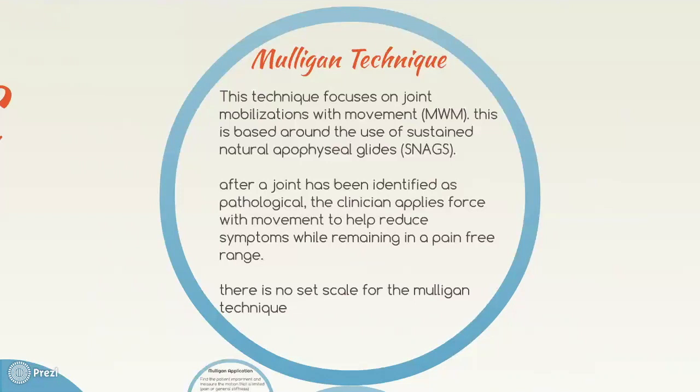So after a joint has been identified as pathological, the clinician will then apply a certain force with movement, which helps reduce the symptoms while remaining in a pain-free range. Again, this technique is largely focused around being pain-free. So you don't want to cause the patient any pain, whereas with the previous technique, a little bit of pain is okay. This one, if you're causing pain, you would move the patient and then try again. There is no set scale for the Mulligan technique. And if the technique does not reduce or eliminate that pain, again with overpressure at the passive end range, you need to adjust the technique.